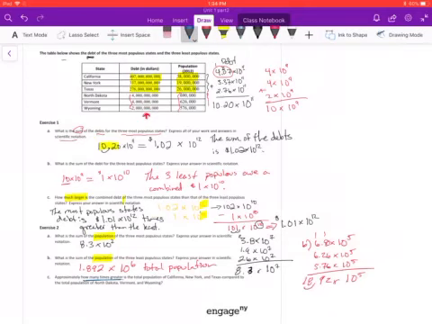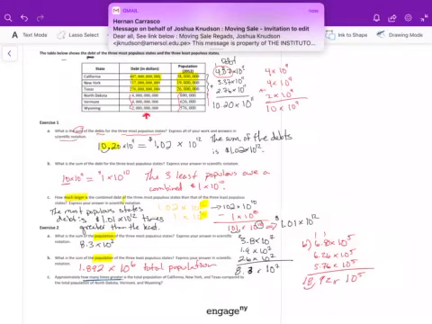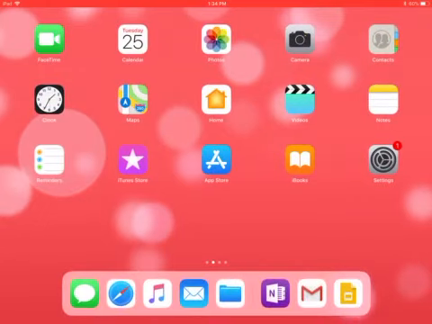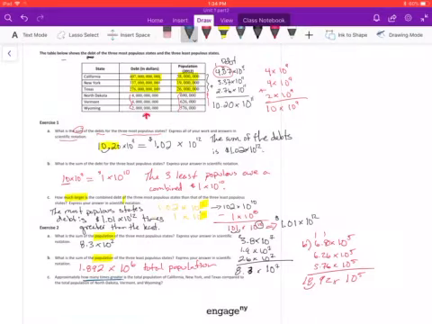Times greater is not subtraction. Sorry about that. Times greater is going to be division. So I'm going to divide 8.3 times 10 to the 7th by 1.892 times 10 to the 6th.